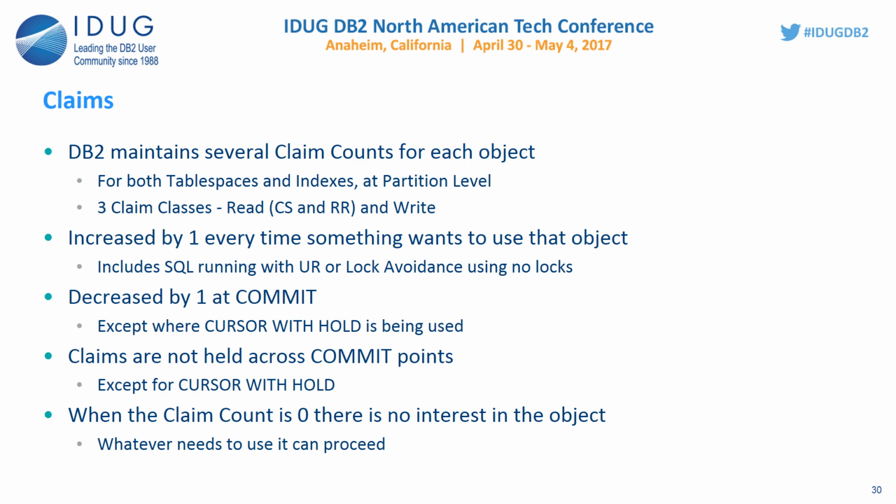Most times, claims are released at commit time. The only exception, again, is cursor with hold. So if a utility or a piece of DDL or a command comes in and it needs to update an object, DB2 can look at the claim count, and if the claim count is 0, it knows nobody's using the object and it can go ahead.